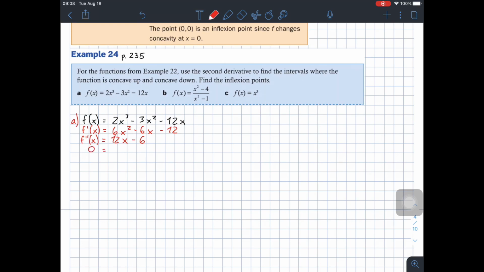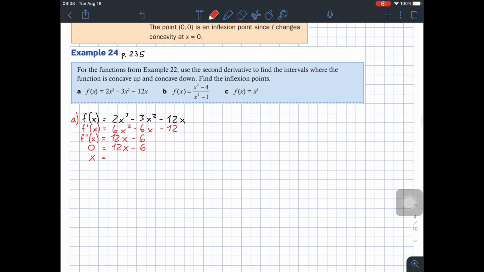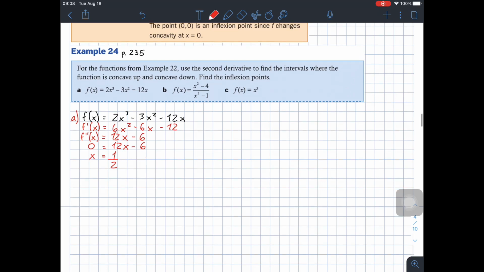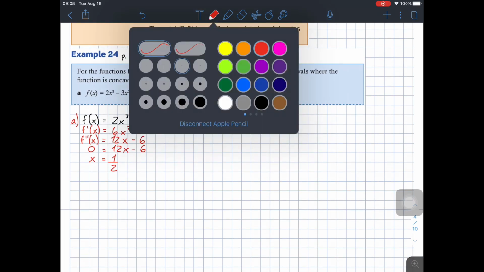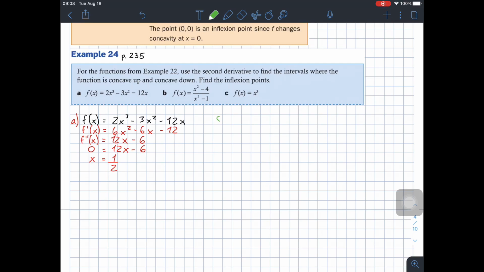So we set this to 0, we would get 12x minus 6, and we get a value of x, which is 1/2. So there might be an inflection point at x equals 1/2. But in order to determine if there's an inflection point, we need to analyze the signs of the second derivative of the function, okay?